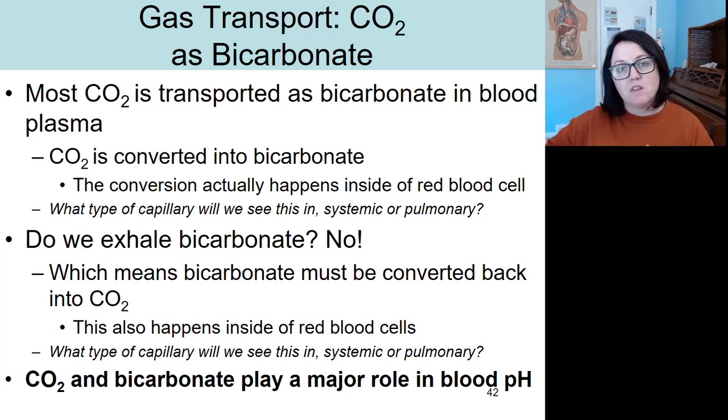Once that blood gets to the lungs, we can't exhale bicarbonate. It's not a gas. What has to happen is we have to convert the bicarbonate back into CO2 when the blood gets to the lungs. This whole entire process happens in reverse then, meaning inside the red blood cells, the bicarbonate is converted back into carbon dioxide, and then the carbon dioxide can diffuse out of the blood into the alveolar air.